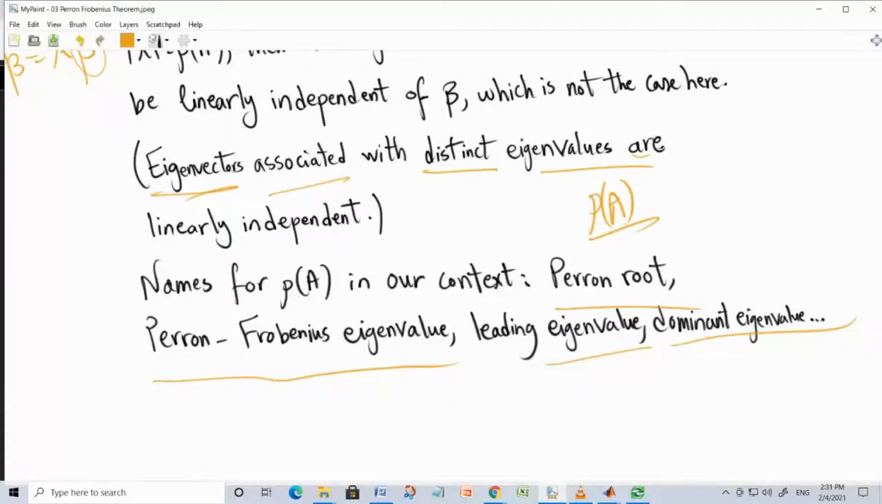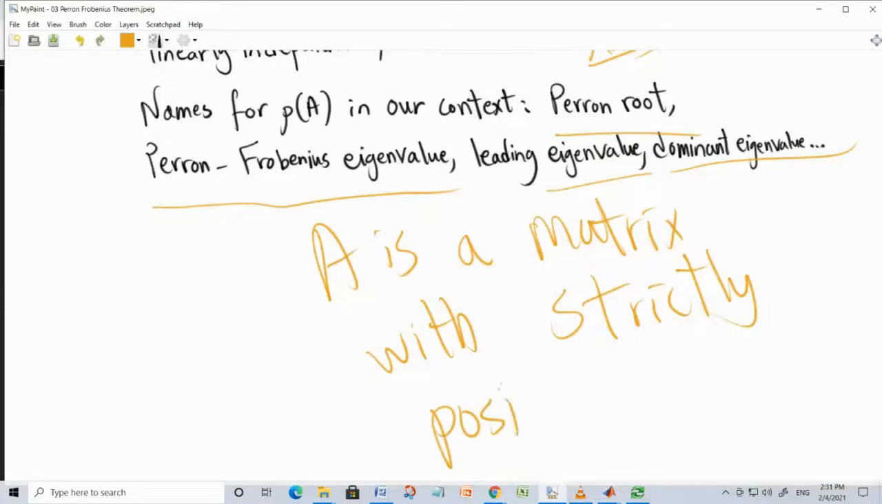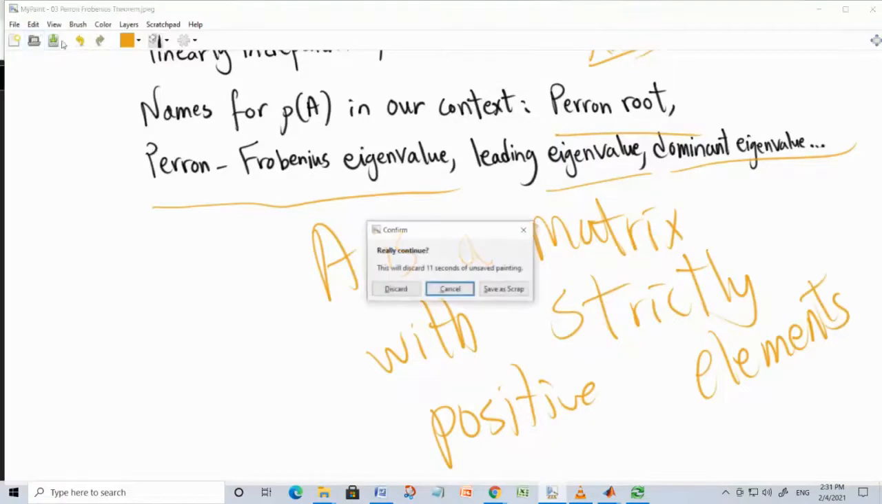In our case here, yes. Okay, so that's the conclusion. Yes. In this case, in which matrix A, so remember, A is a matrix with strictly positive elements. Yes, that will be true. Basically, the maximum eigenvalue will be a real valued positive quantity. Yes. In this case, and that is Perron's theorem.